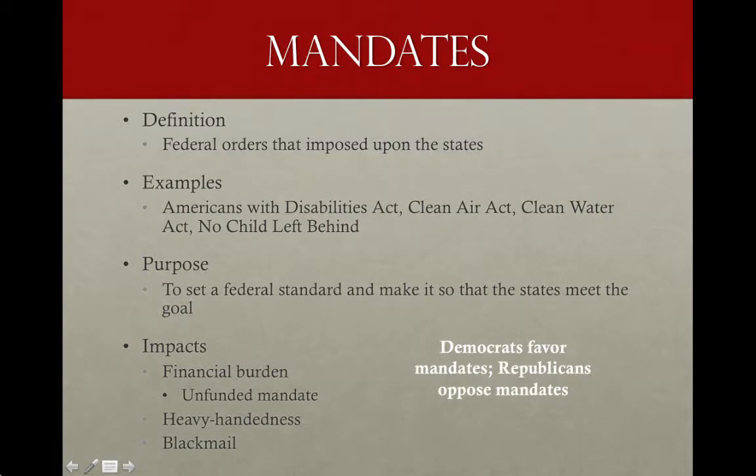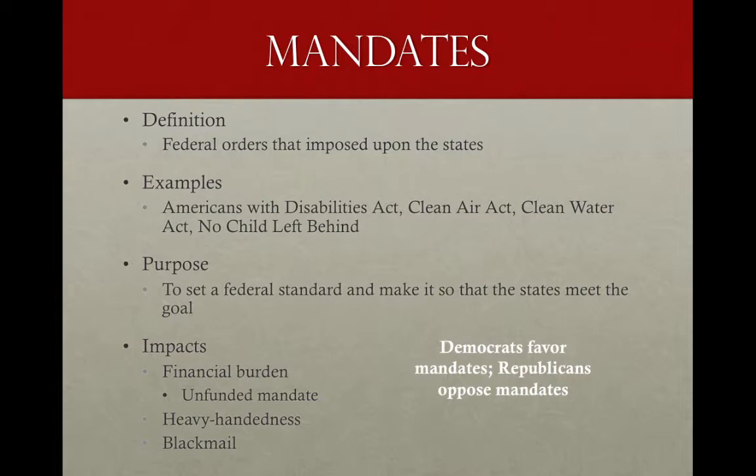The federal government exercises fiscal federalism through mandates. The definition of a mandate is a federal order that is imposed upon the states. So it's something that the national government tells states that they must do. And often these mandates require resources in order to meet these standards. And so we will look at the impact of that.